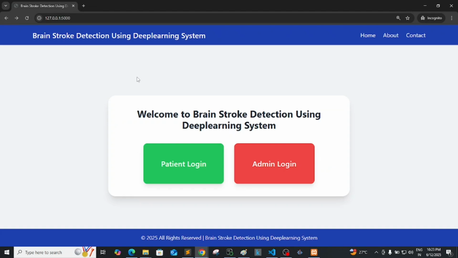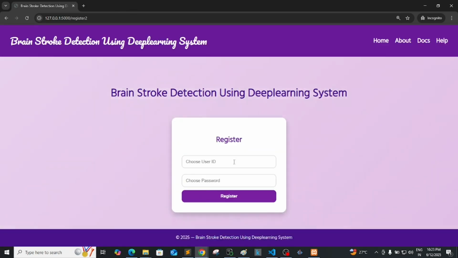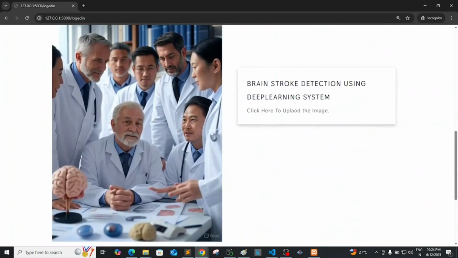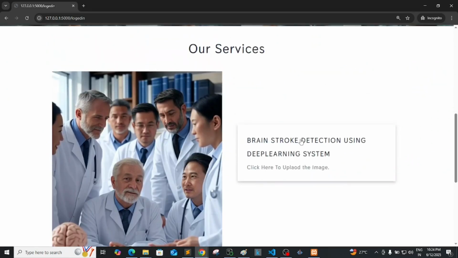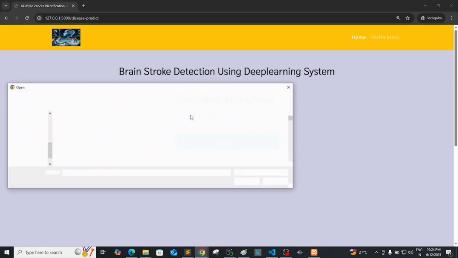So this is the main home page where you will have patient login as well as admin login. When you come to patient login, you will have the option to click on register. You can register using Beanstalk BS1, I'm using. So you can register as a patient. Once the patient is registered with his ID, he can come here and log in. Once he logs in, he will be taken to this page where he has an option to click here. Now he can upload any image.